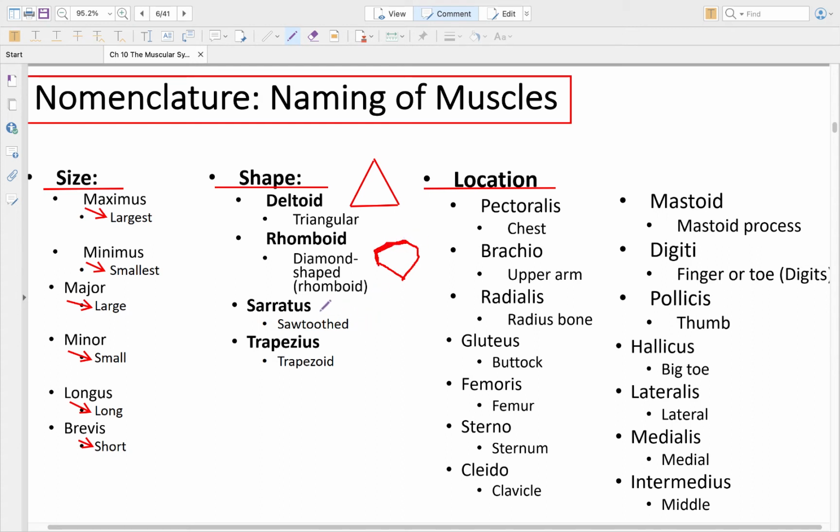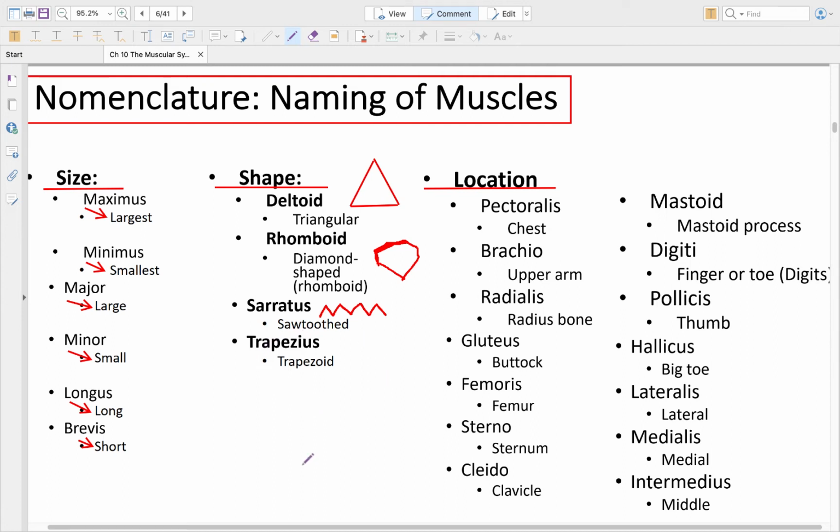Serratus. Think of a serrated edge. It just means that it's sawtooth. Everybody knows what that means, right? Like when you use a bread knife at home, it has a serrated edge. Or a saw has a serrated edge.